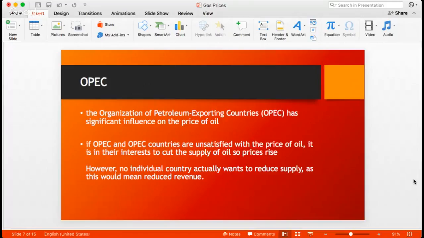But if they do increase the price, now people are going to, including myself, be like, okay, you're going to increase the price. I don't want to buy gas. It's not worth it to me to go somewhere because the prices are so high. However, no individual country actually wants to reduce supply, as this would mean reduced revenue.